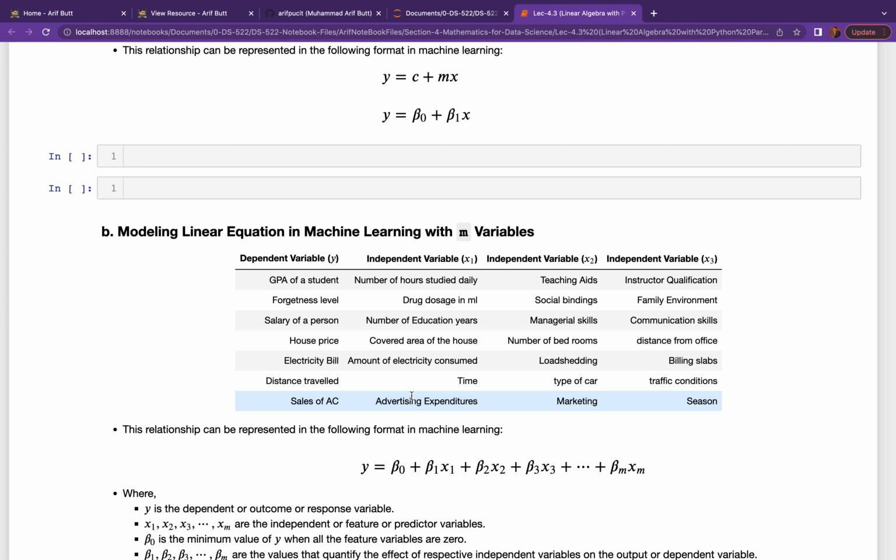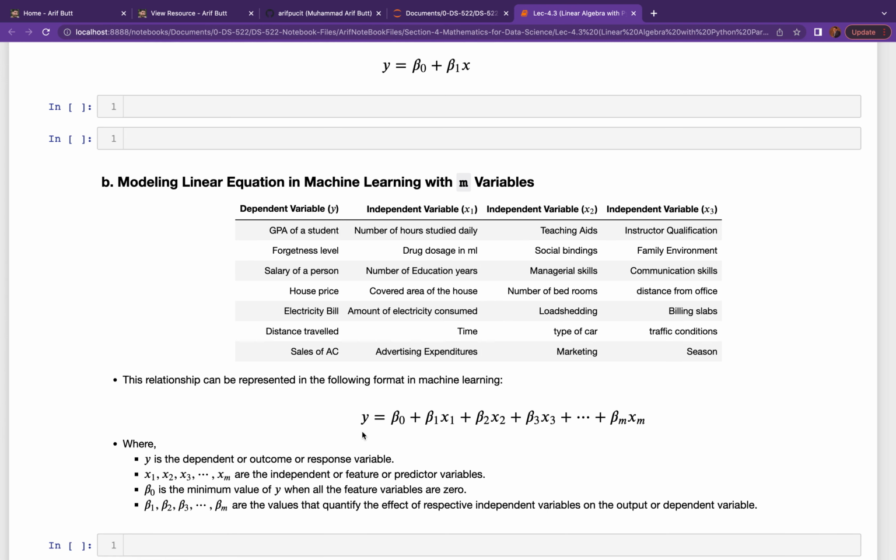My dear students, the linear equation in such a scenario will take this form as shown over here. And in this equation, once again, we have one dependent or response or output variable that is represented by y. Since we have more input or independent variables, we denote them by x1, x2, x3, so on to xm. These are also called the feature variables.